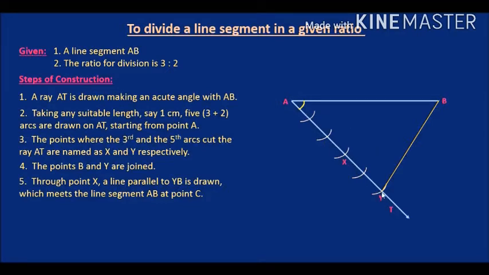Okay, so how to draw it? Now consider the line BY. At the point Y, take any arc, taking Y as the center and a definite radius. You may take any length as the radius, then draw an arc at the point Y. Then, taking the same length, draw another arc at the point X.